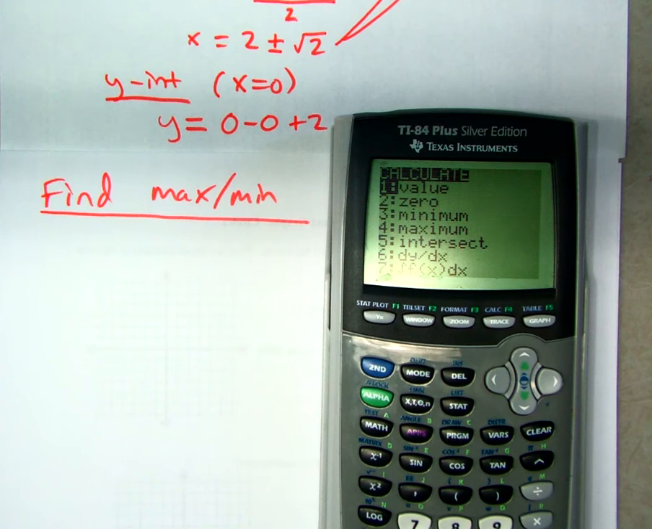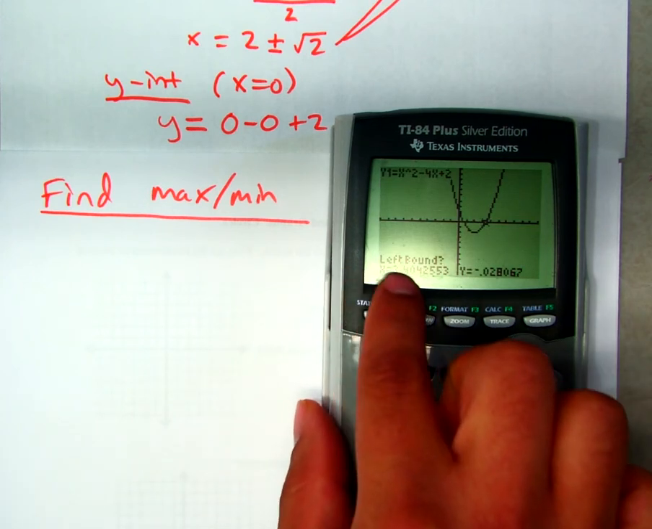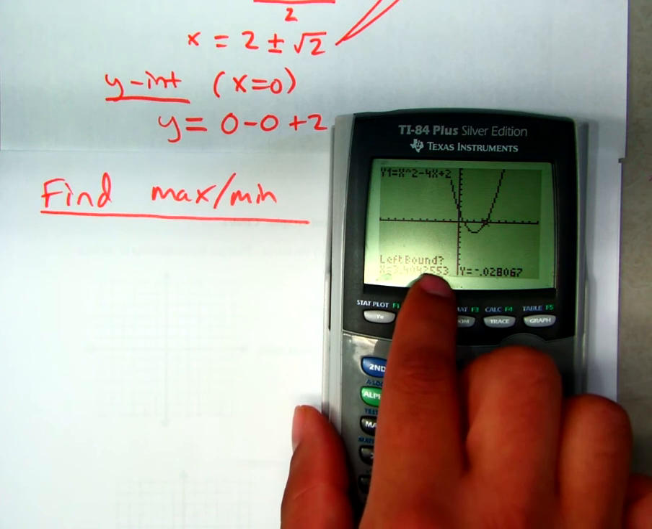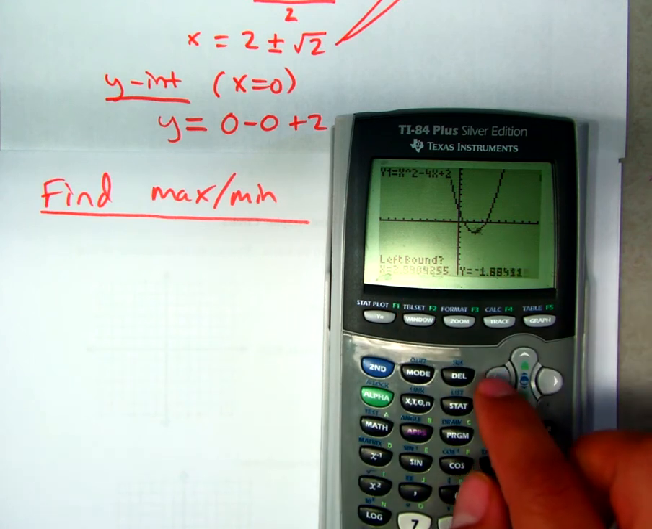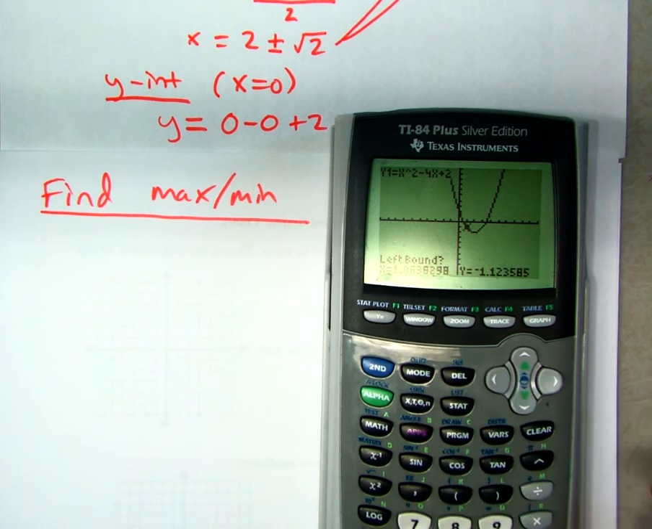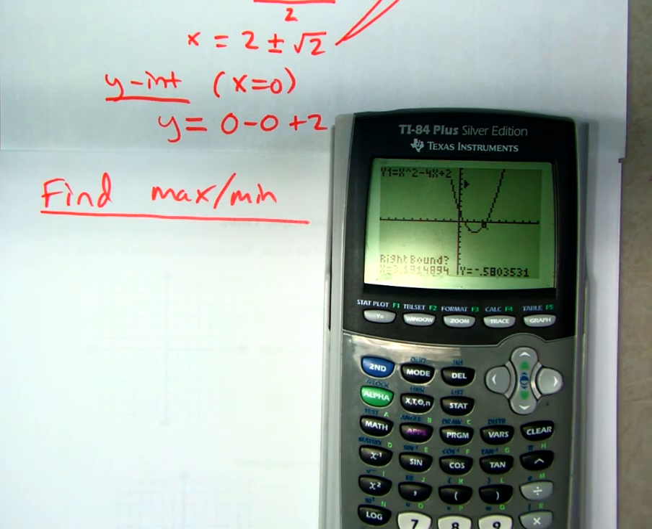Which number? 3. We said there was a minimum, so we're going to do 3. And now the calculator says, tell me a point that's to the left of the lowest point. So I should arrow over to the left of my minimum and hit enter. And then right bound, do the same thing. Arrow over so that you're to the right of the minimum.